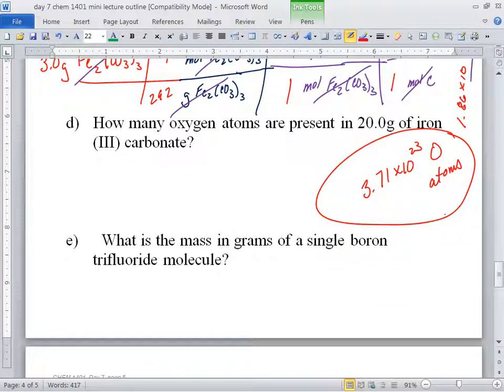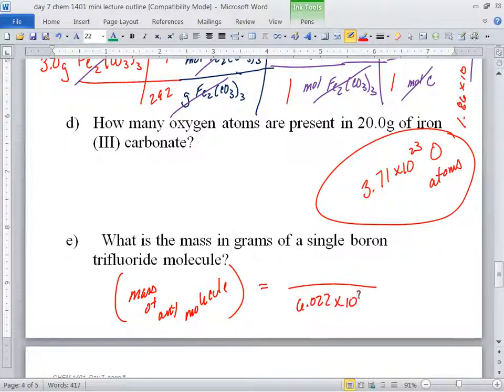There's a trick to E. If you ever want to find the mass of any molecule, all you do is you divide something by Avogadro's number. What is that something? If you want to get the mass of any molecule, and it's going to be a really dinky number, you divide something by Avogadro. What's the something? The molar mass. Find the molar mass of that substance, divide it by Avogadro, and you'll have it.